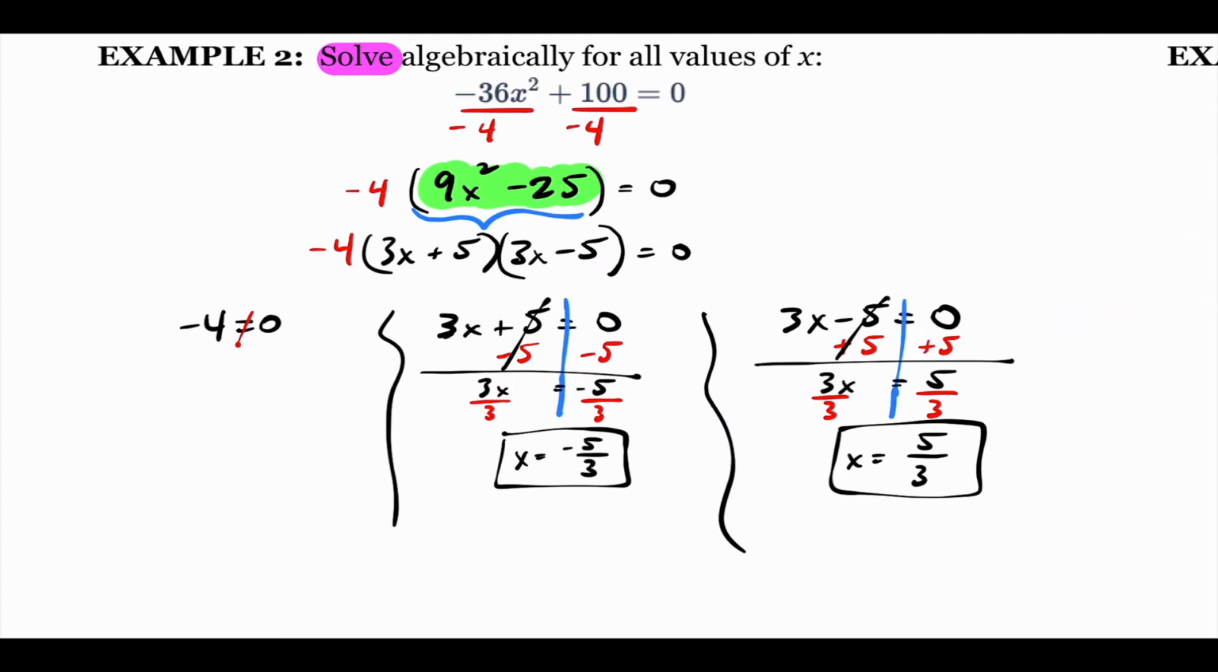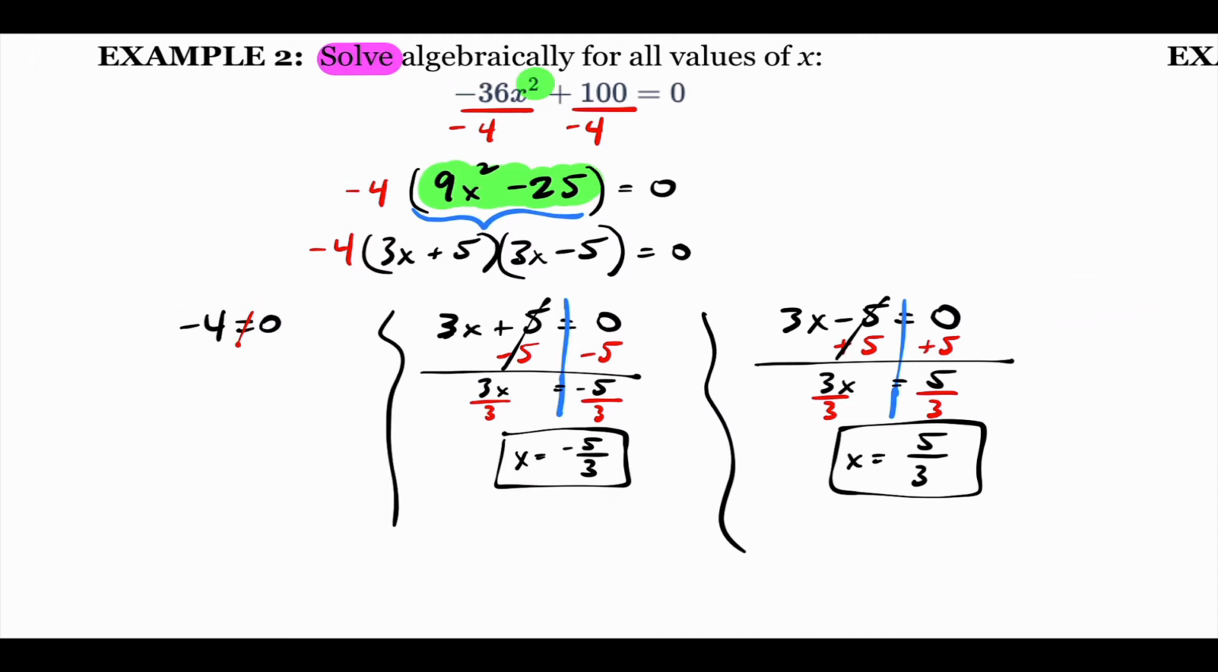How many answers did I get here? 2. Go back to the very beginning. How many answers should I have gotten based off the degree? The biggest power was what? 2. And I got 2 answers, so I'm good. That's how you kind of check yourself. I was supposed to get 2 answers. Good. The first one didn't offer me an answer because there was no x. So I didn't get an answer over here. That's not considered an answer, that's just considered an incorrect statement.